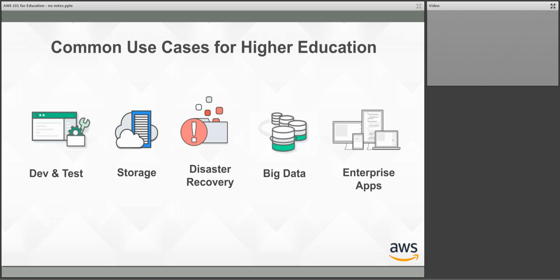Some common use cases for higher education that we see. The first one, dev test. We see in several environments dev and test. Second use case for higher education, storage. A vast majority use our storage services on the back end to increase their utilization of the storage platform.